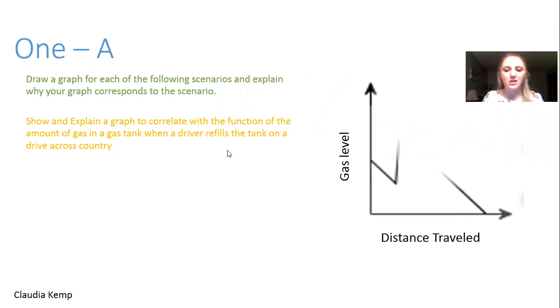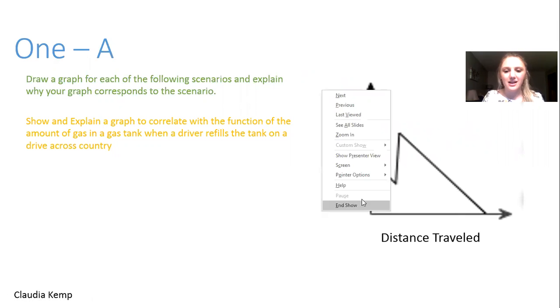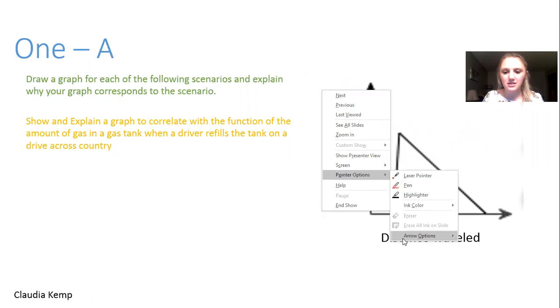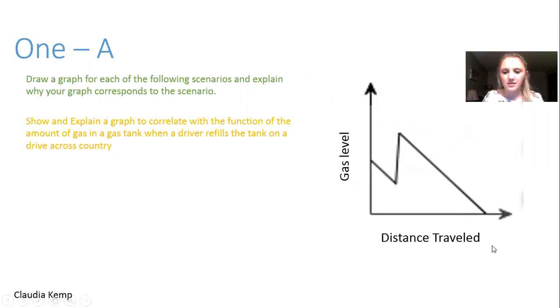So here we see in our graph, he's driving on his drive, and then he stops gaining distance, gas level increases, and then he again starts to gain distance but loses gas as he does so. That would be part A.